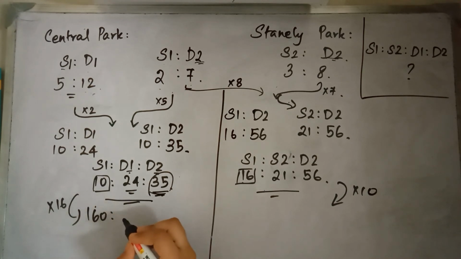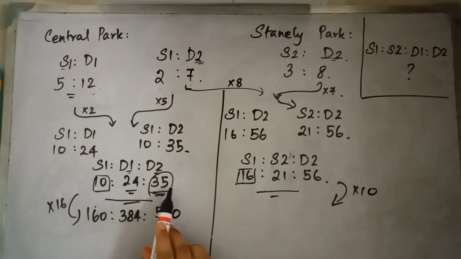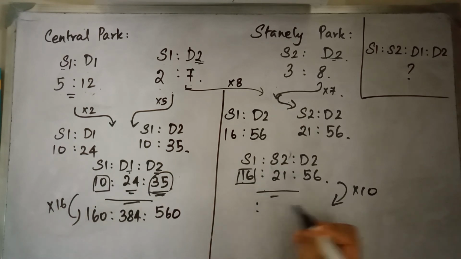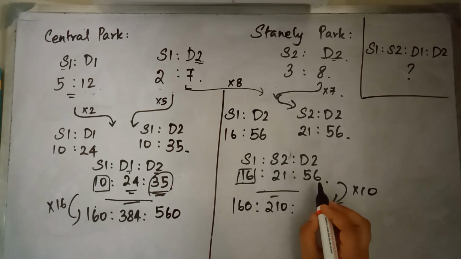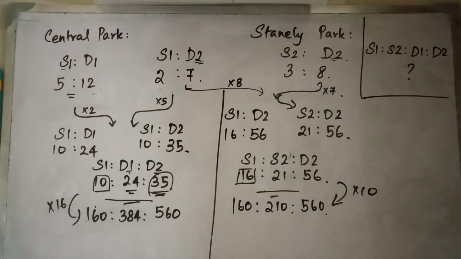I have 160 is to 384 is to 560. This is what happens if I multiply these two by 16. And 160 is to 210 is to 560. Now you see, D2 is also coinciding. If there is more than one common factor, and I am taking a particular common factor, then the other one also has to match, or else you have made a mistake somewhere. So D2 also matches, S1 also matches.